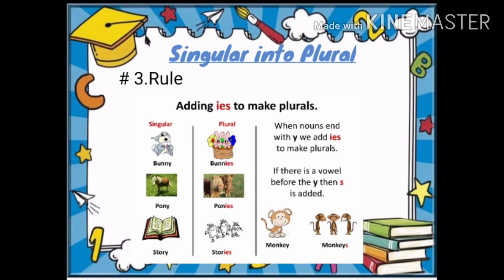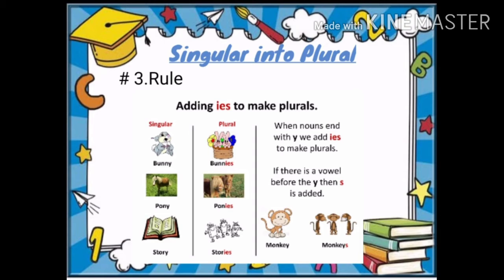Similarly, story, it will become stories. Cherry, it will become cherries. And students, just remember one more thing, that if there is a vowel before the letter Y in singular noun, then we will add S at the end to change it into plural form.